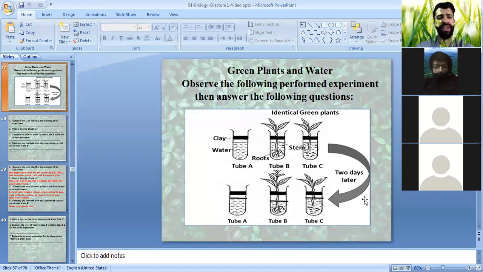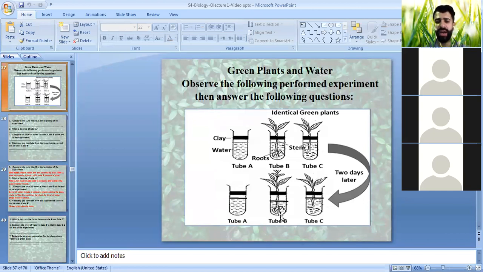First of all, if I ask you what is the role of tube A: it is a control tube. What is its role? Its role is to compare and explain the different experimental results. Tube B and tube C, what's the variable between them? Tube B has roots, while tube C doesn't. So after 2 days, the level of water in tube A remains the same, while in tube B it drops to a lower level, it decreases.